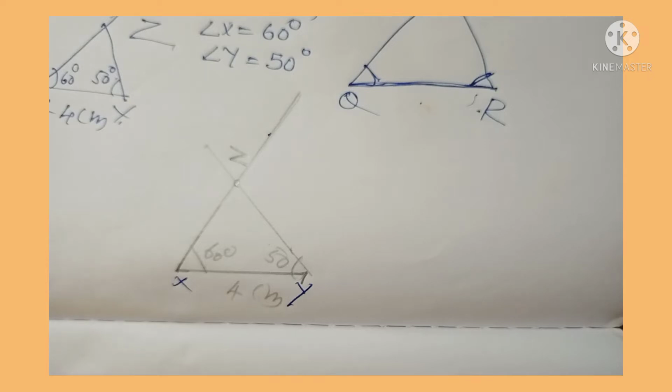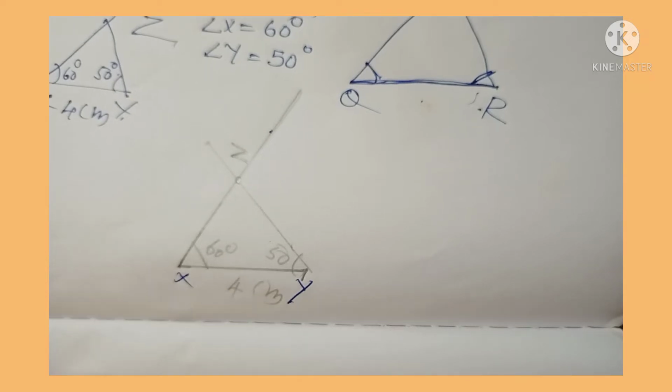That means angle, side and angle. That means two angles and the included side are given. We can construct this triangle.